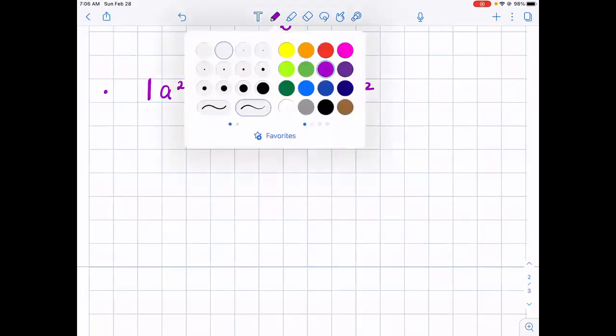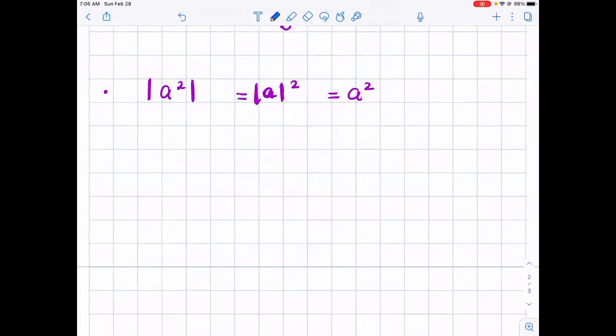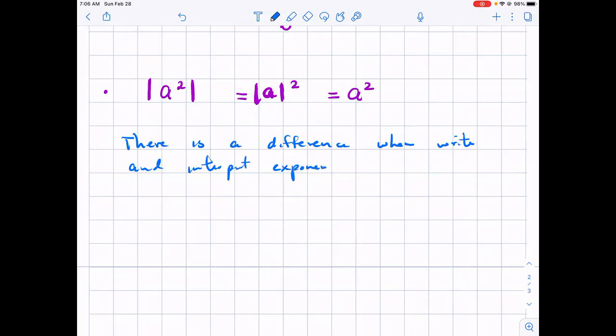Now, I just want to point out to you that there is a difference, okay, when we write and interpret exponents, okay? And what do I mean by that? If I have, for example, minus 5 in parentheses and I cube it, okay?